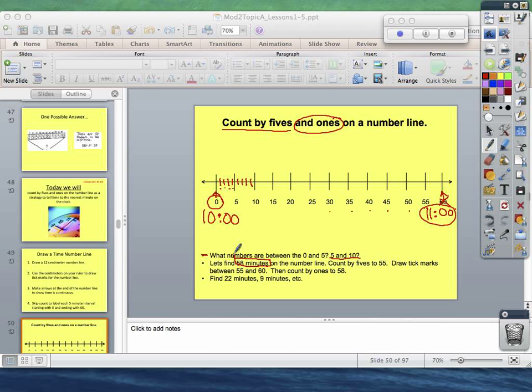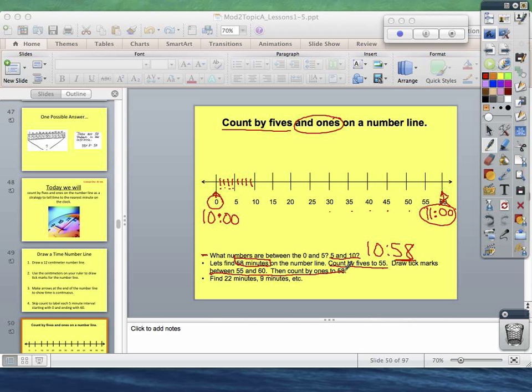It says now let's find 58 minutes on the number line. This is the easiest way to do it. Because we labeled our hours, you would be finding 10:58. These are the directions they give us. Count by fives until you get as close to the minutes as you can without going over. What's the closest 5 minutes to 58? 55. And then once you get there, you're going to draw tick marks between 55 and 60 and count by ones. So let's do that.